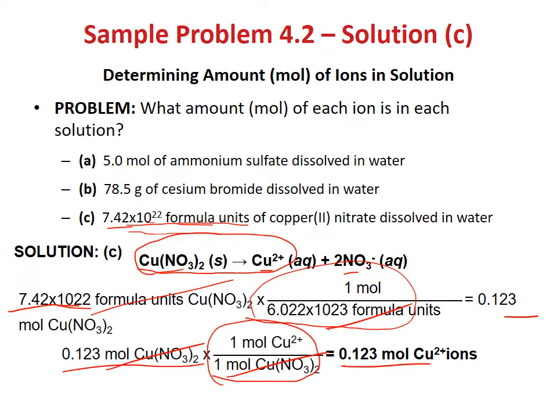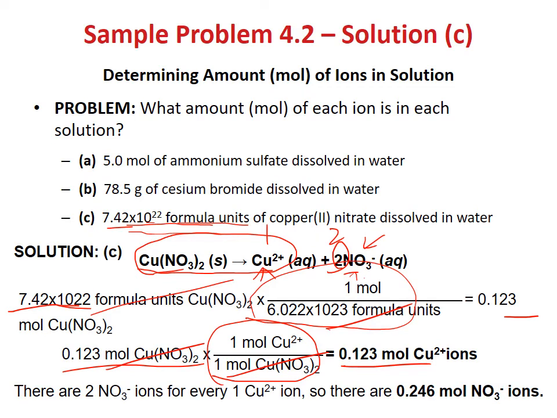Similarly, we can calculate moles of nitrate. Now, because the ratio is 1-to-2, here you have 2. So whenever we generate 1 mole of copper ion, you should get 2 moles of nitrate. And therefore, the answer should be double this number, which is 0.246 moles of nitrate anion.